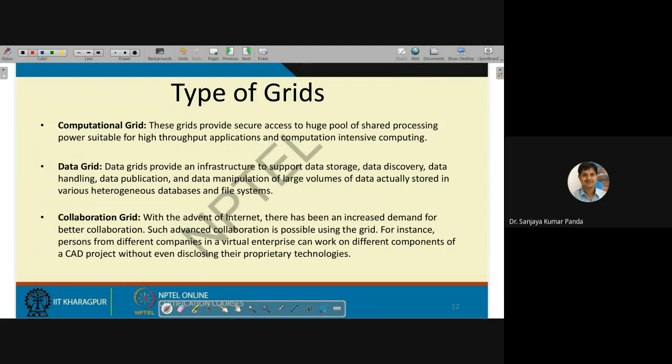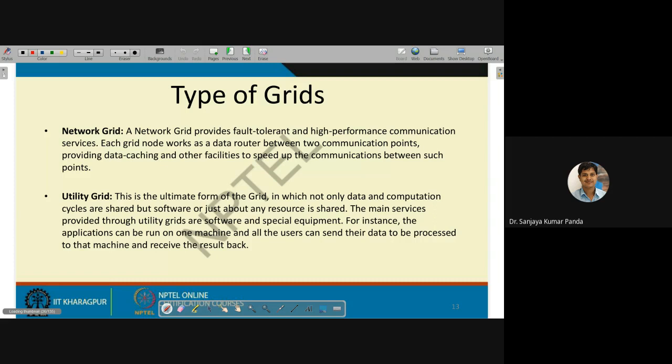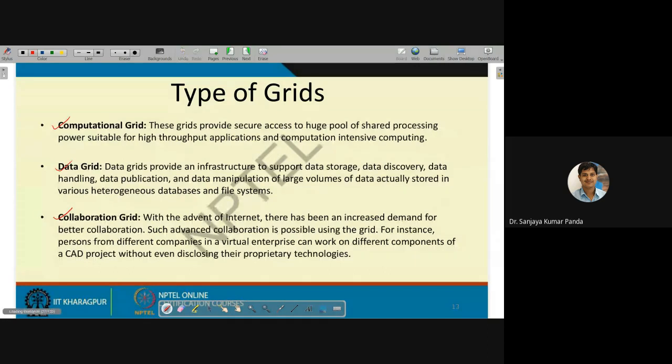And in the last part of the last lecture, we started discussing different types of grid. So basically, there are 5 different types of grid. First one is called the computational grid. Second one is called the data grid. Third one is called the collaboration grid. Fourth one is your network grid. Fifth one is called your utility grid. Okay. So let us discuss one by one.